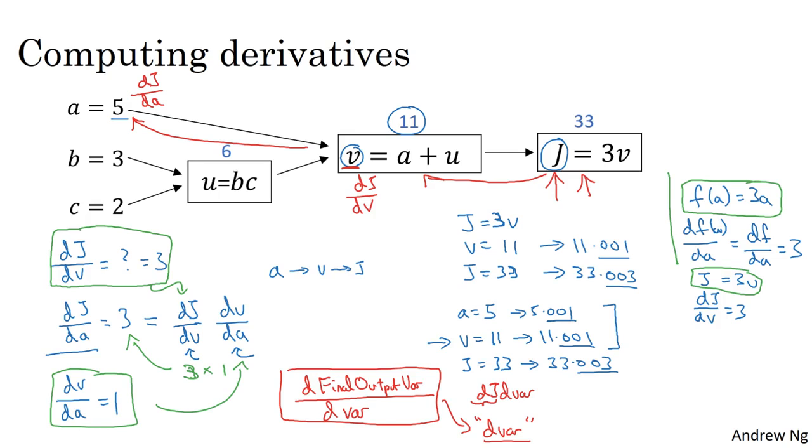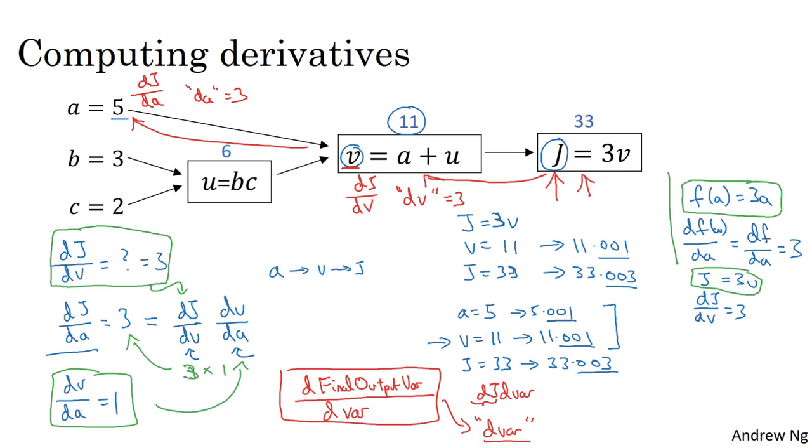So in your code, you use dv to denote this value. So dv would be equal to 3. And in your code, you represent this as dA, which we also figured out to be equal to 3. Okay, so we've done backpropagation partially through this computation graph. Let's go through the rest of this example on the next slide.